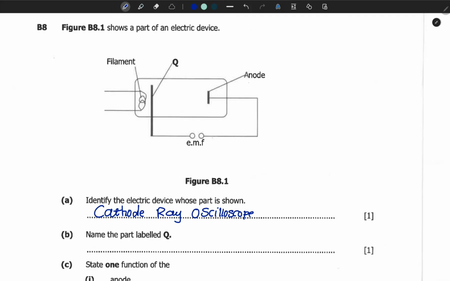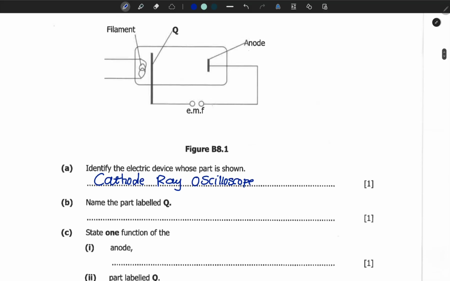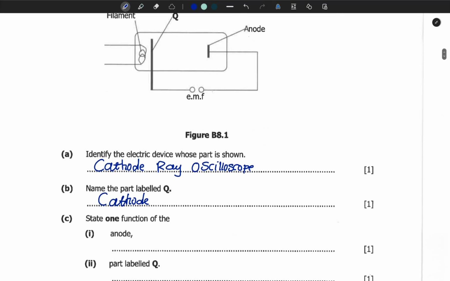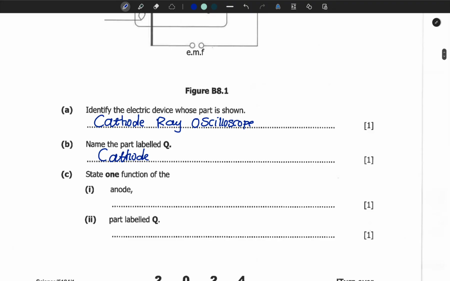Name the part labeled Q. So what is our Q? Q is the cathode. When the cathode is heated, it glows red and starts to emit electrons by the process known as thermionic emission.